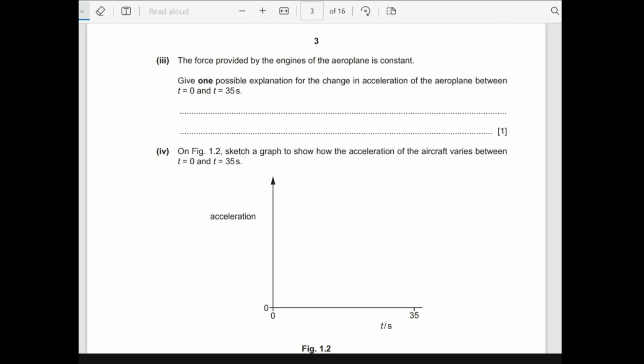Okay, go to the next part. Force provided by the engines of the aeroplane is constant. Give one possible explanation for the change in acceleration of the aeroplane between 0 and 35 seconds. So one thing that may cause the change in acceleration, if an aeroplane is flying, is the air resistance, because there's change in air resistance. So that's the only possible thing, air resistance.